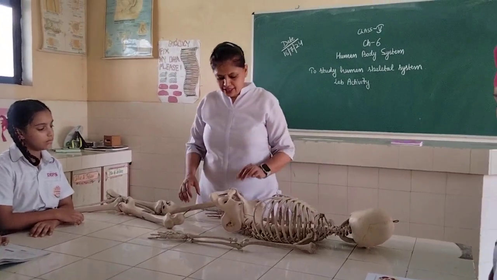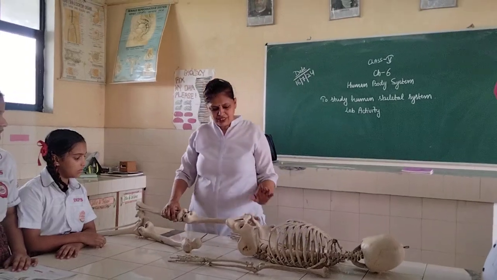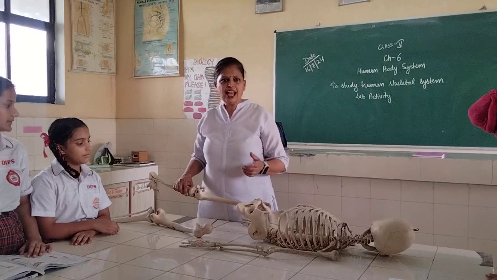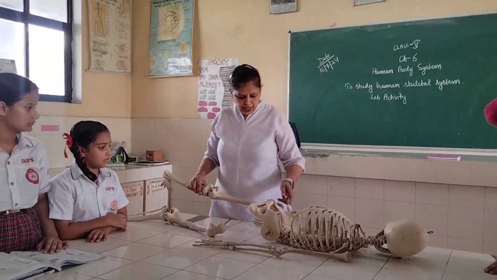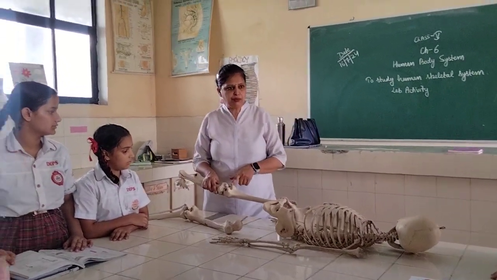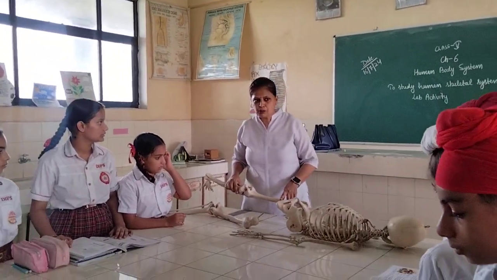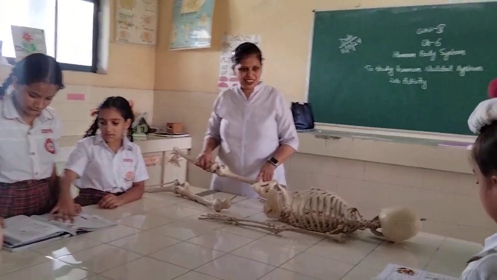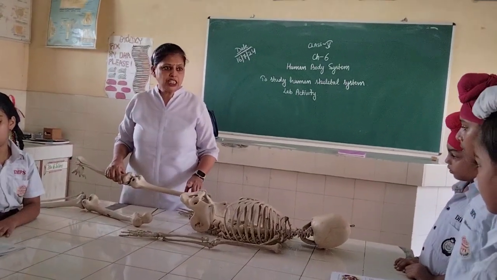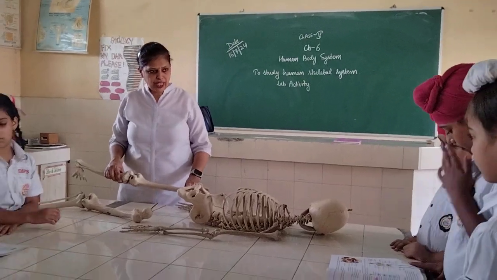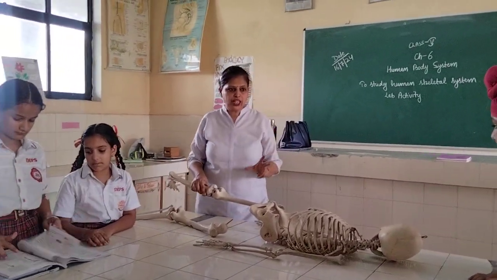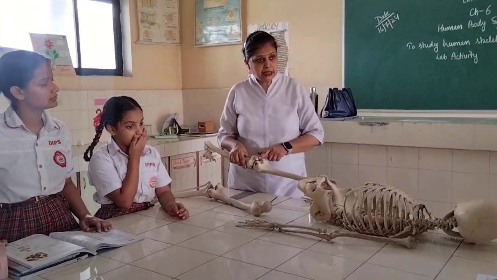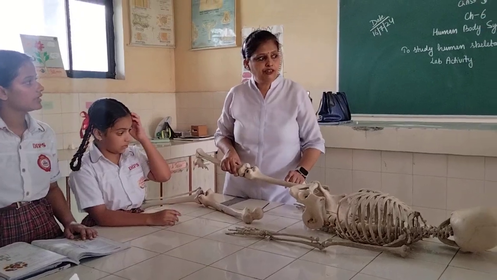Now it's the turn of the hind limb. Hind limb means legs. Again we have three major bones. This is the longest bone of our body. What is the name of this bone? That is the femur. The femur is the longest bone of our body. It is our thigh bone, and the name of this bone is femur.